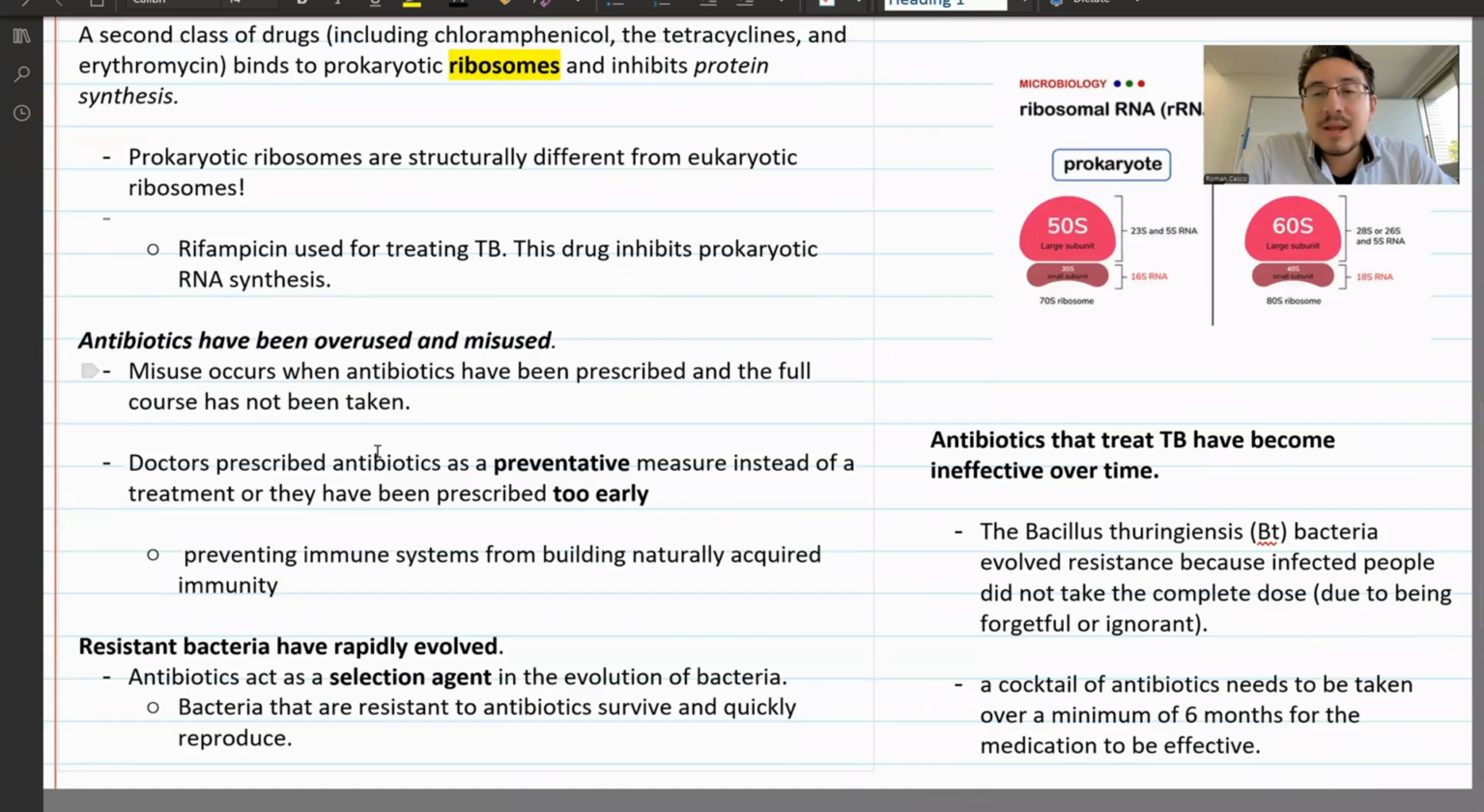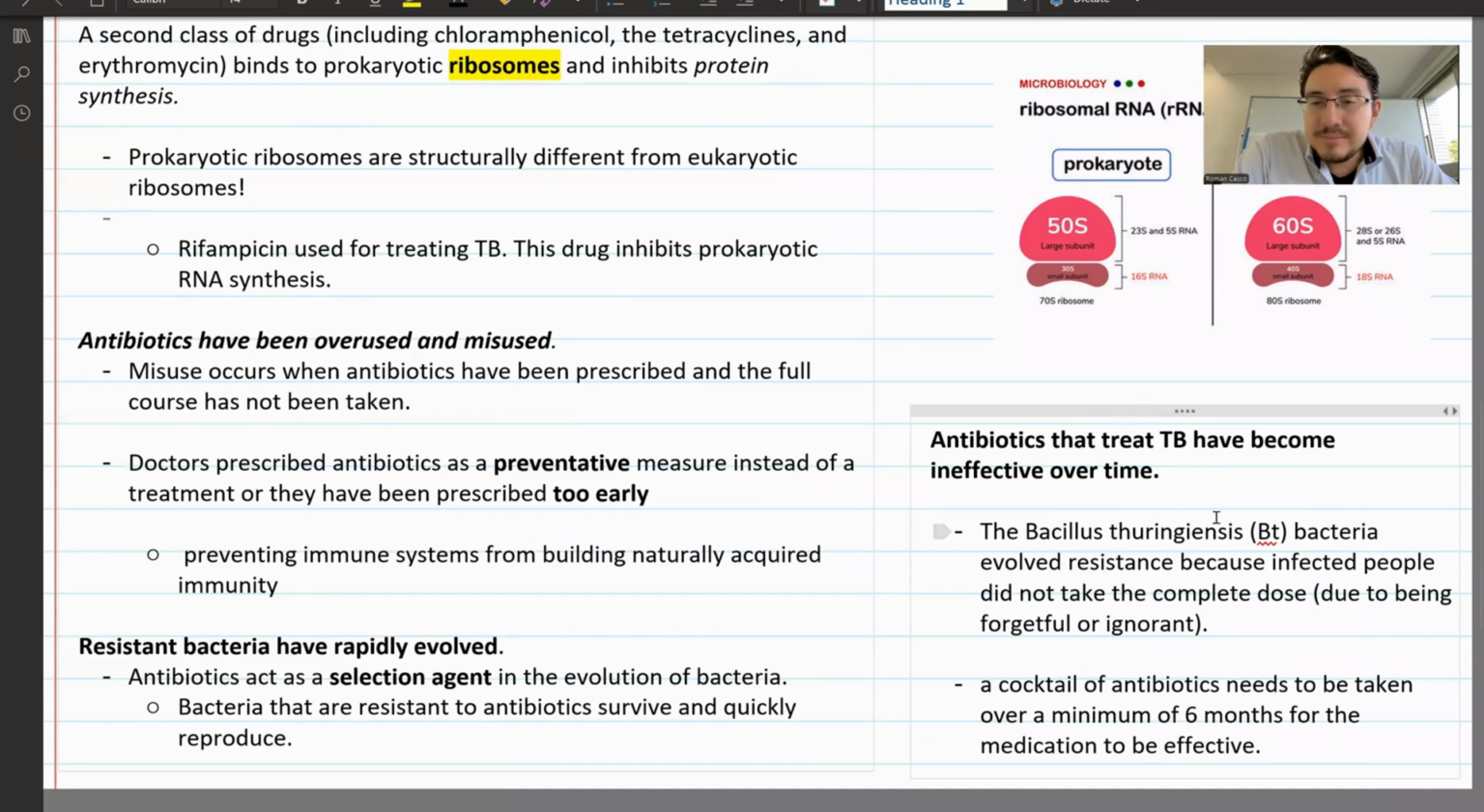Again, guys, I'm not going over this again. Basically, antibiotics have been overused and misused, and why is that a problem? You're creating resistant bacteria. They rapidly evolve. Antibiotics in this case are the selective agent of natural selection and evolution of bacteria. And what is the consequence of that? Very, very important in terms of tuberculosis, antibiotics have basically become ineffective. That's how bad it's become.